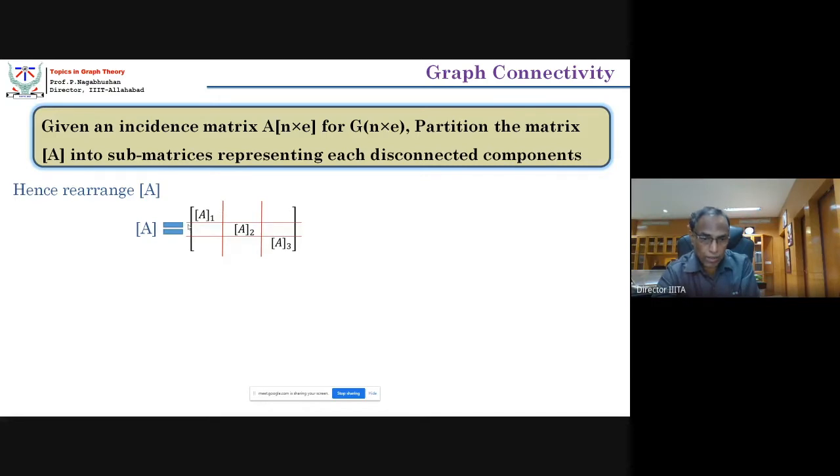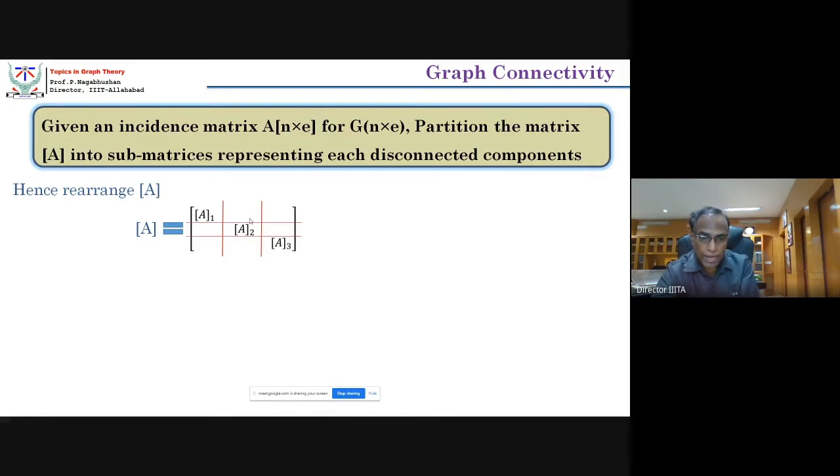Here are the vertices belonging to component 2. Here are the edges belonging to component 2. Here are the vertices belonging to component 3, and here are the edges belonging to component 3. Therefore, the submatrix A1 will be here, submatrix A2 will be here, and submatrix A3 will be here, and they take the diagonal position in the entire matrix, the principal diagonal position.